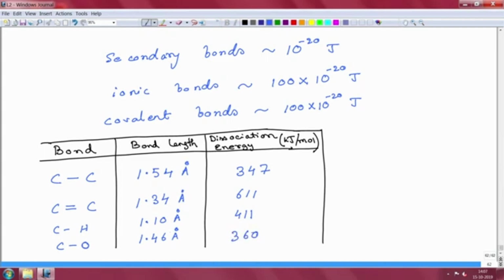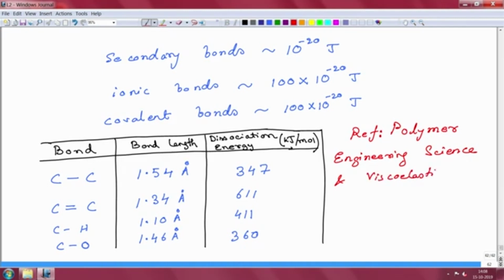Now, I have seen in some sources that these values differ slightly, the dissociation energy in particular. So, I will give you the reference from which I have sourced these. These are sourced from the book called Polymer Engineering Science and Viscoelasticity by Brinson and Brinson.